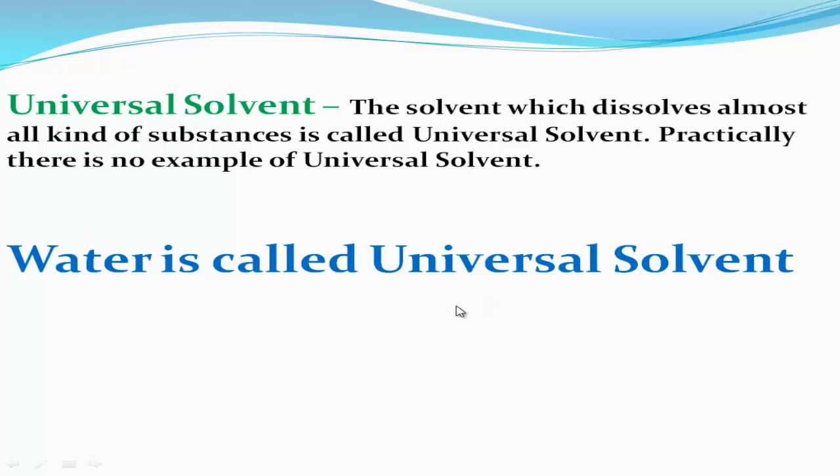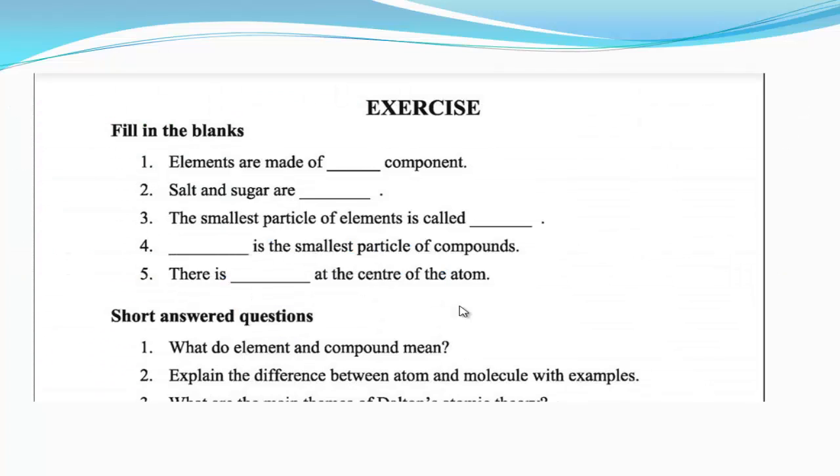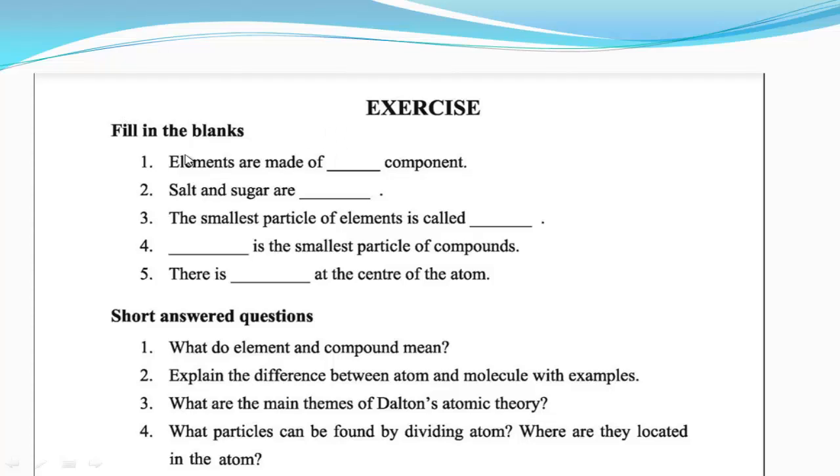Now I will discuss the questions of your exercise of chapter 6. Follow here. At first, fill in the blanks. Follow carefully. Elements are made of one component, because you know that elements are made of only one type of component. For this, the answer is one component. Salt and sugar are compound. The smallest particle of elements is called atom. Dash is the smallest particle of compound.